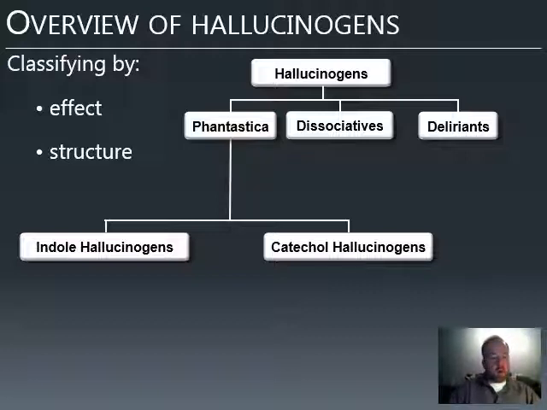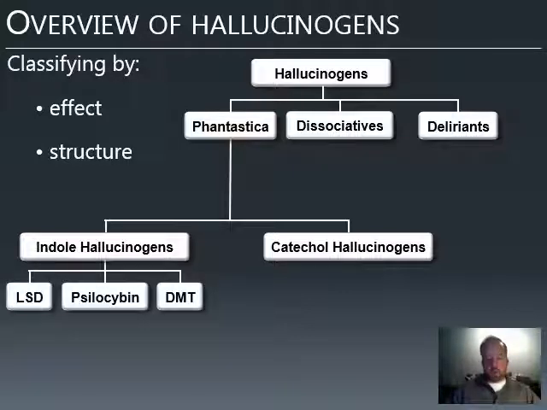There are what are called the indole hallucinogens and the catechol hallucinogens. And these are references to their chemical structure. So indole is a chemical group, catechol is a chemical group, and so you can differentiate the two based on what they look like chemically. So the indole hallucinogens contain hallucinogens like LSD, like psilocybin, which comes from what are called magic mushrooms, from DMT.